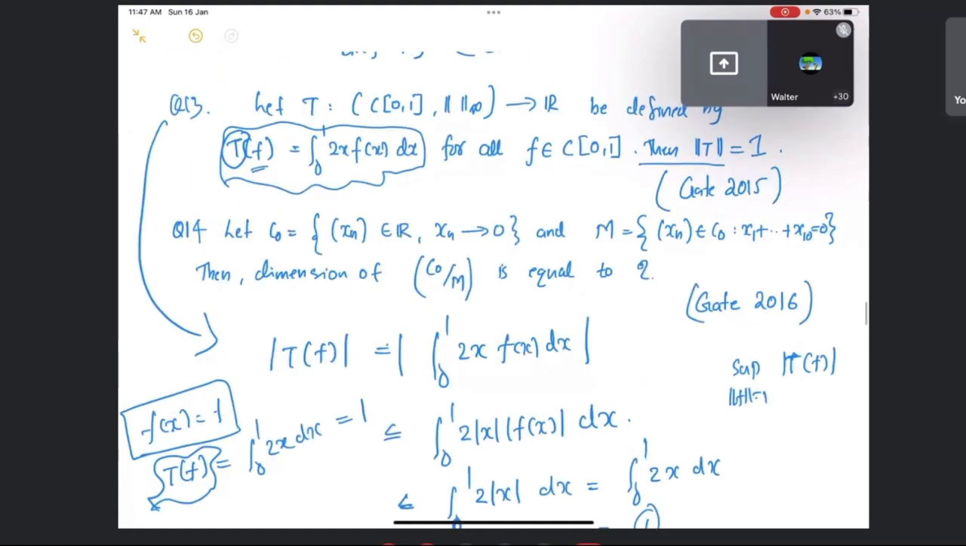Also, it can be possible that it attains its supremum in another norm. I mean, it is just a specific norm. True. When the norm changes, the operator's properties, especially this norm attaining property, can change.